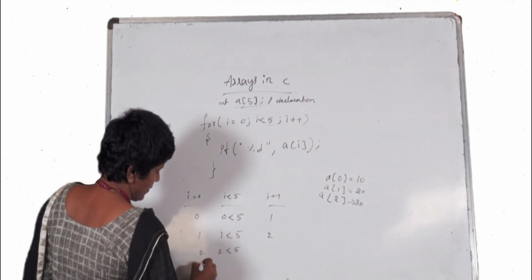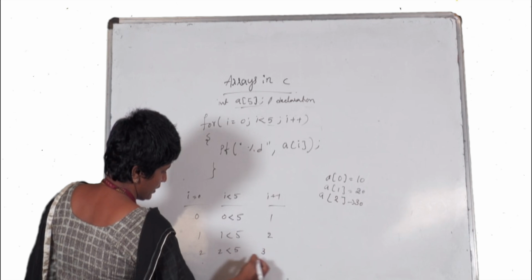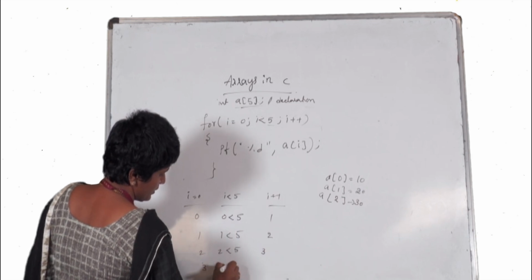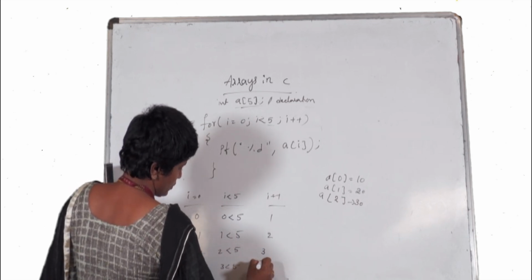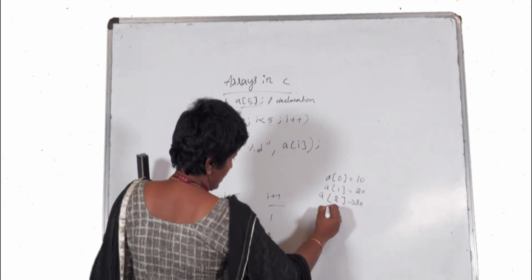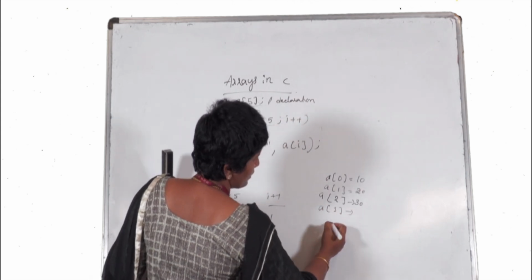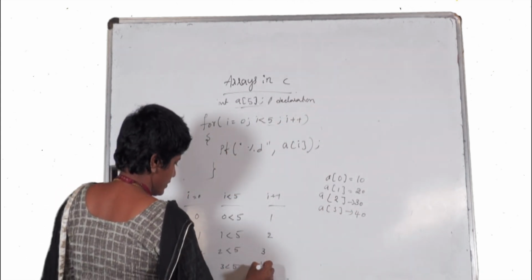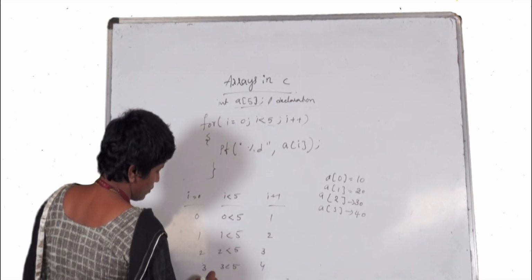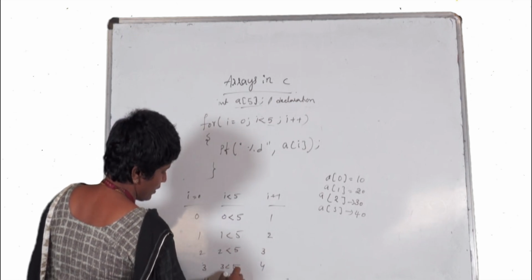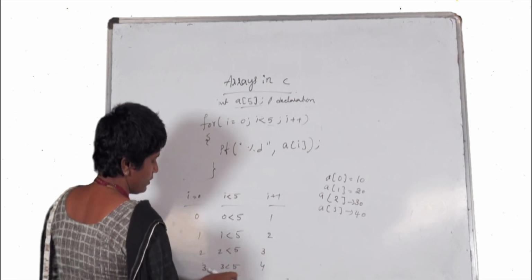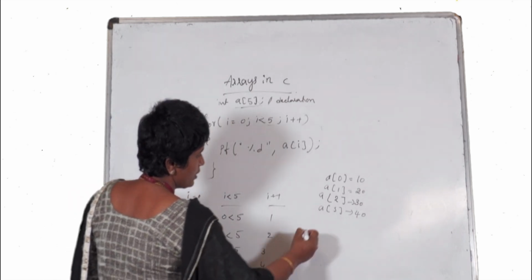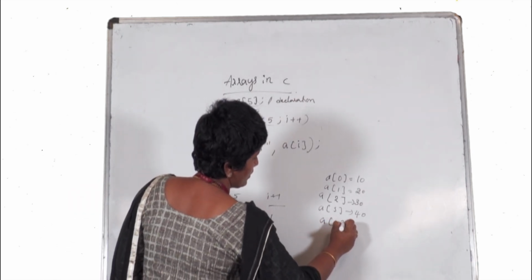Next i becomes 3, less than 5. This condition is true. Now a of 3 value is 40. Next i will be incremented. That means i becomes 4. 4 less than 5. This condition is true. Now a of 4 value is 40.